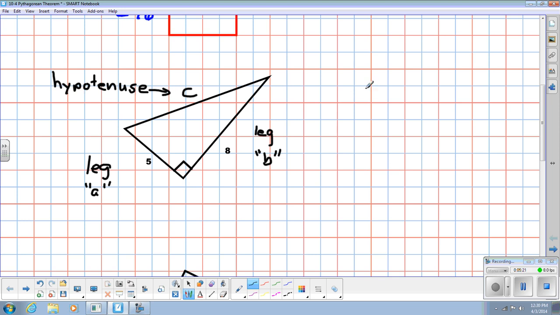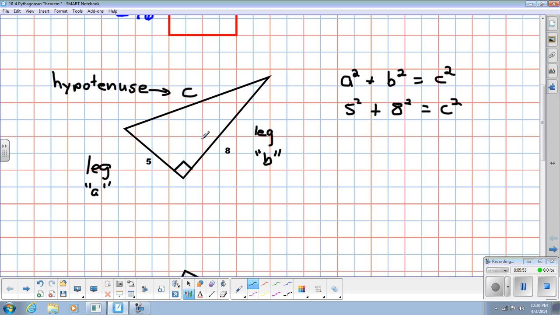Well, the Pythagorean theorem says this: you have the square of the shortest side plus the square of the second shortest side. So the square of one leg plus the square of the second leg will equal the longest side, the hypotenuse, squared. And we fill into a formula. So I have 5 squared plus 8 squared equals C squared.